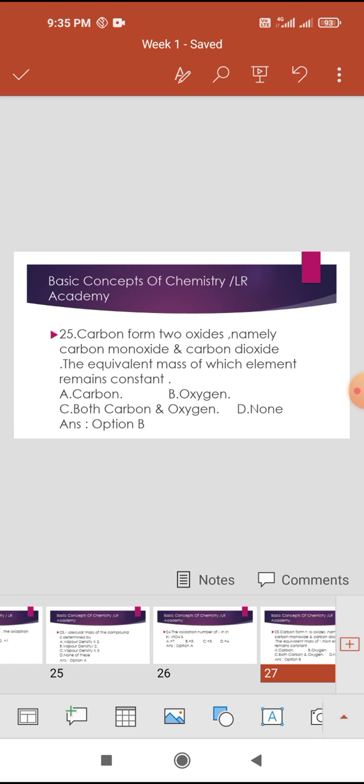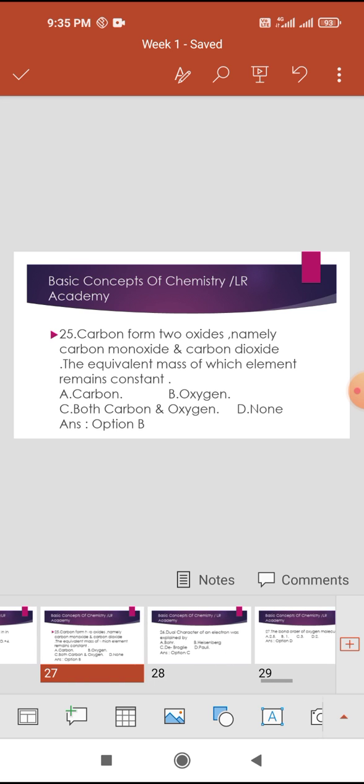Question number 25. Carbon forms two oxides, namely carbon monoxide and carbon dioxide. In both these oxides, the equivalent mass of which element remains constant? Option A, carbon. Option B, oxygen. Option C, carbon and oxygen. Option D, none. Again, the equivalent mass of which element remains constant? The right answer is option B, oxygen.